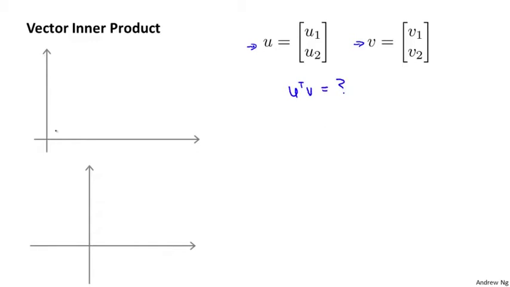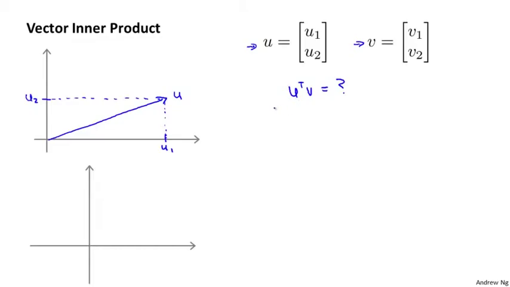u is a two-dimensional vector, so I can plot it on this figure. So let's say that's the vector u. What I mean by that is on the horizontal axis, the value is whatever u1 is, and on the vertical axis, the height is whatever u2 is, the second component of the vector u.